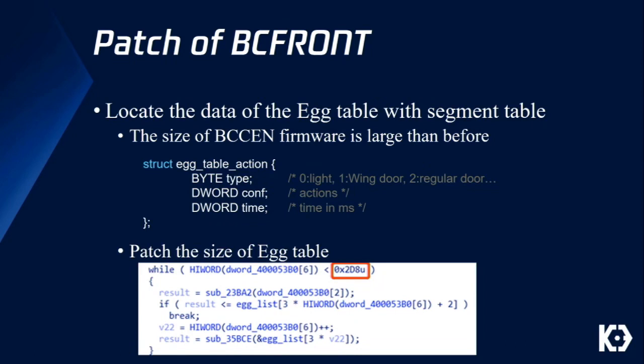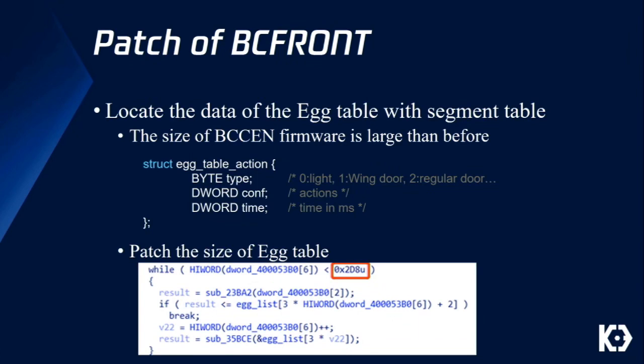And because the Easter egg is very complex, there must be some data to indicate the motions of all the ECUs. So we quickly found that firmware, and we found one segment in the data that became very large according to the segment table. So now we can make some guesses, and we can locate the egg table.